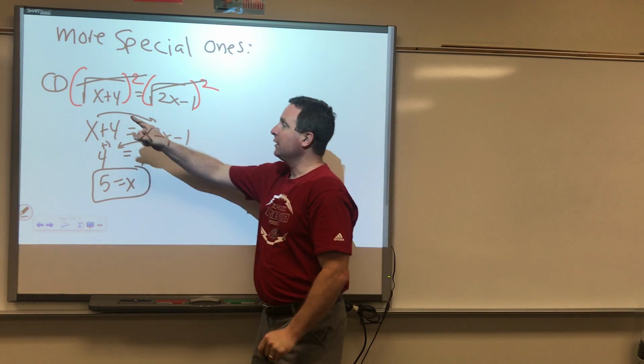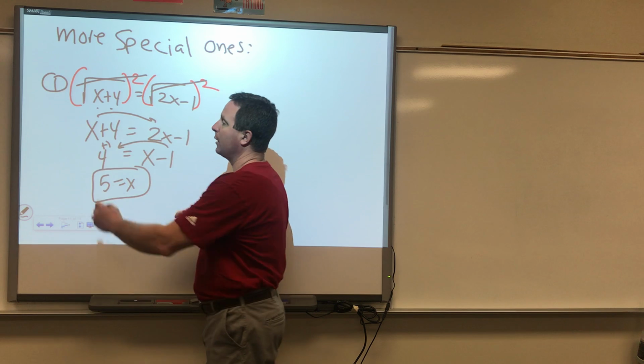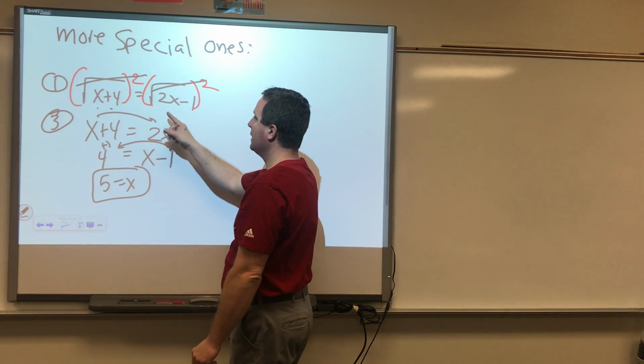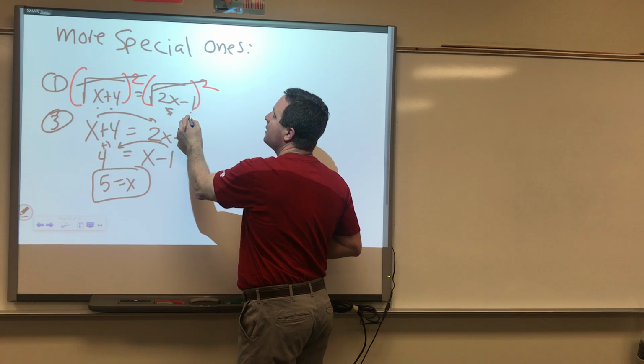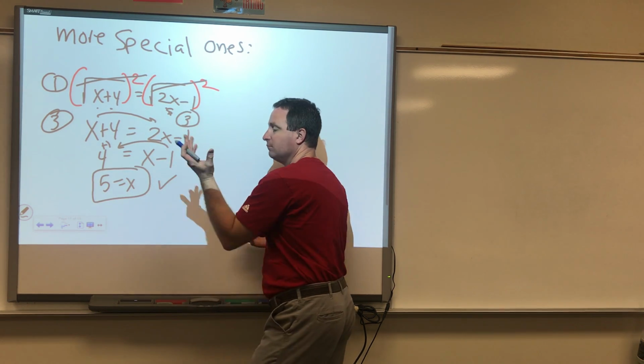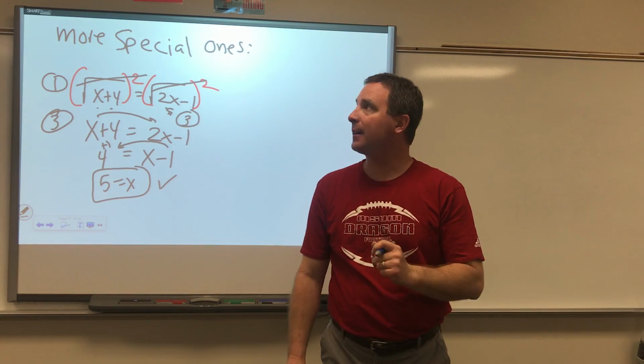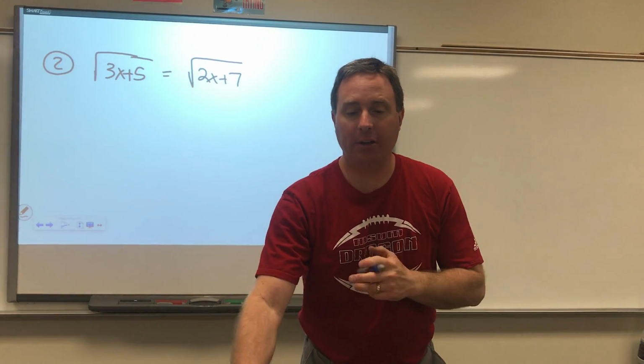If I check my answer, 5 plus 4 is 9. The square root of 9 is 3. If I plug a 5 in here, 2 times 5 is 10, minus 1 is 9. The square root of 9 is 3. 3 equals 3. It works. Okay? All right, very last one for the day.